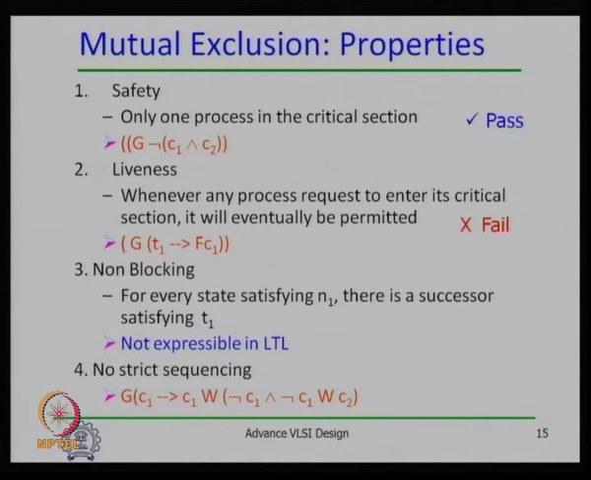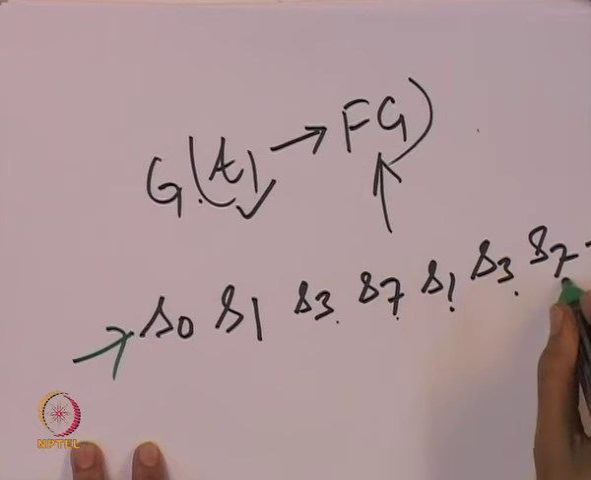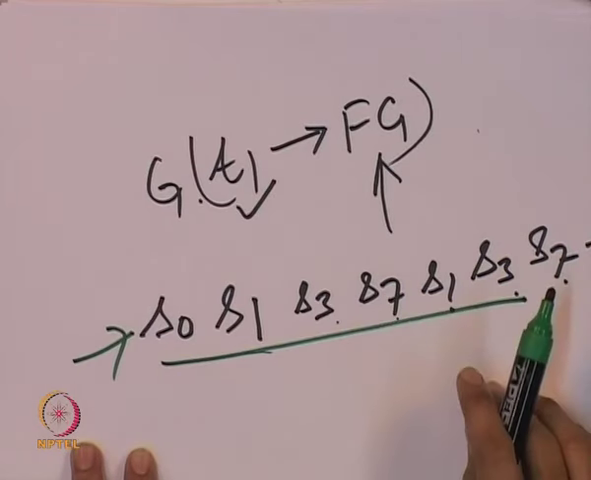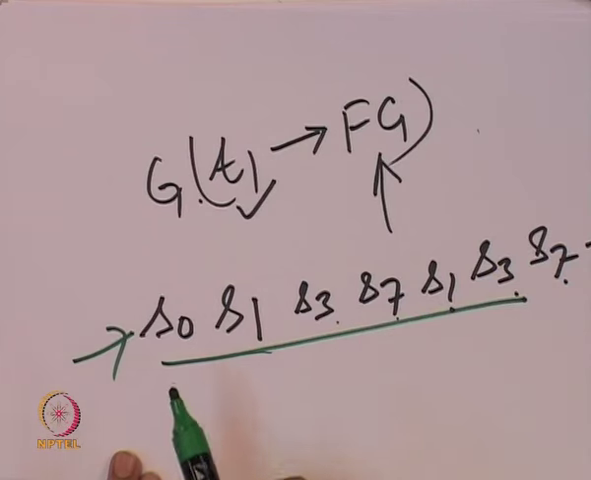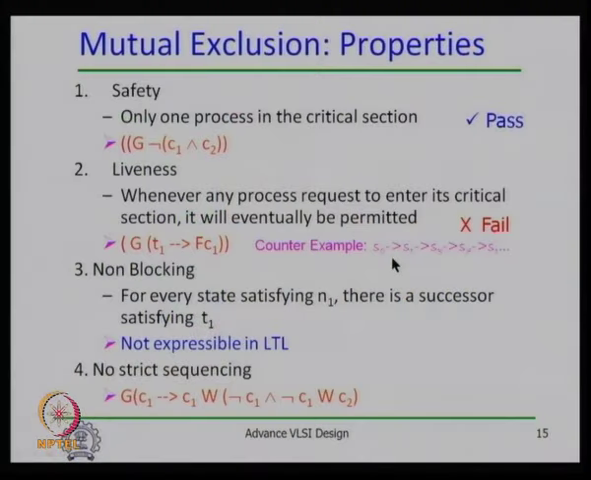What the liveness property says is that whenever any process requests to enter into the critical section, it will eventually be permitted. And here this counter example that we have discovered, S0, S1, S3, S7, S1, S3, S7, means that if it follows this computation path, it would not permit T1 or process 1 to enter into the critical section. Hence, there is a design bug, and it captures the design bug. I will come back and tell you how we can debug that design bug. The counter example tells you which path violates this property.